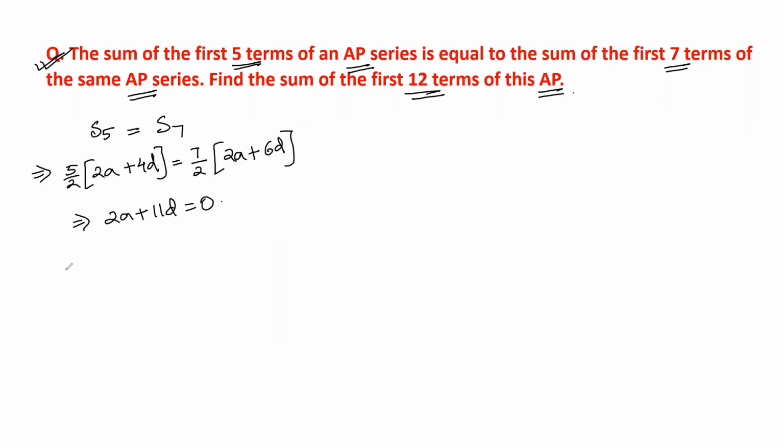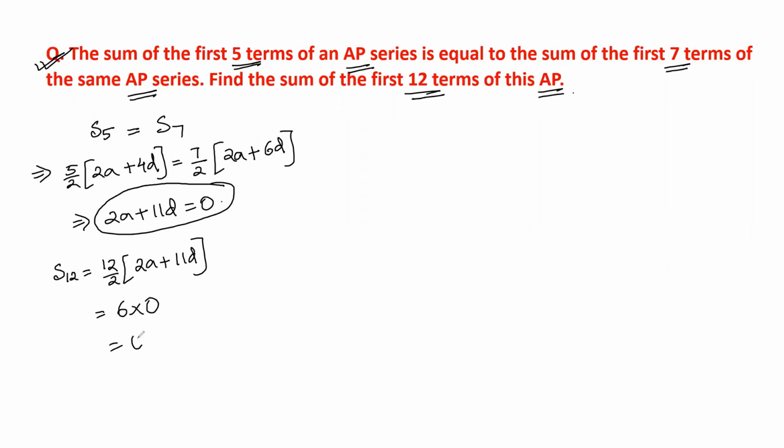Now, the sum of the first 12 terms of this AP can be written as n by 2, that is 12 by 2 times 2a plus 12 minus 1 into d, that is 11d. And we know 2a plus 11d is equal to 0. So this would be 6 times 0, which would be 0. So the sum of the first 12 terms of this AP series is 0.